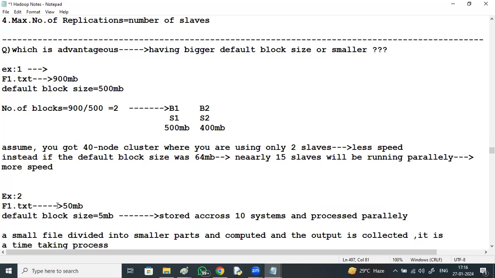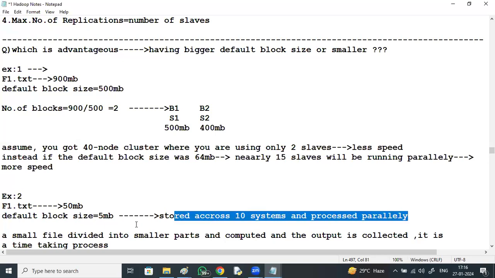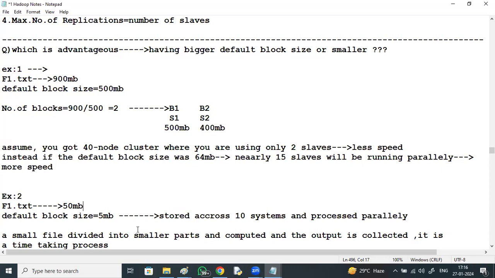A small file of 50 MB is divided into smaller parts, again 5 MB blocks, stored across multiple systems and processed. A small file divided into smaller parts, computed, and the output collected. It's a time-taking process. Already the file is very small, and again dividing into smaller parts, storing in systems, processing it, retrieving the results. It's a time-taking process.